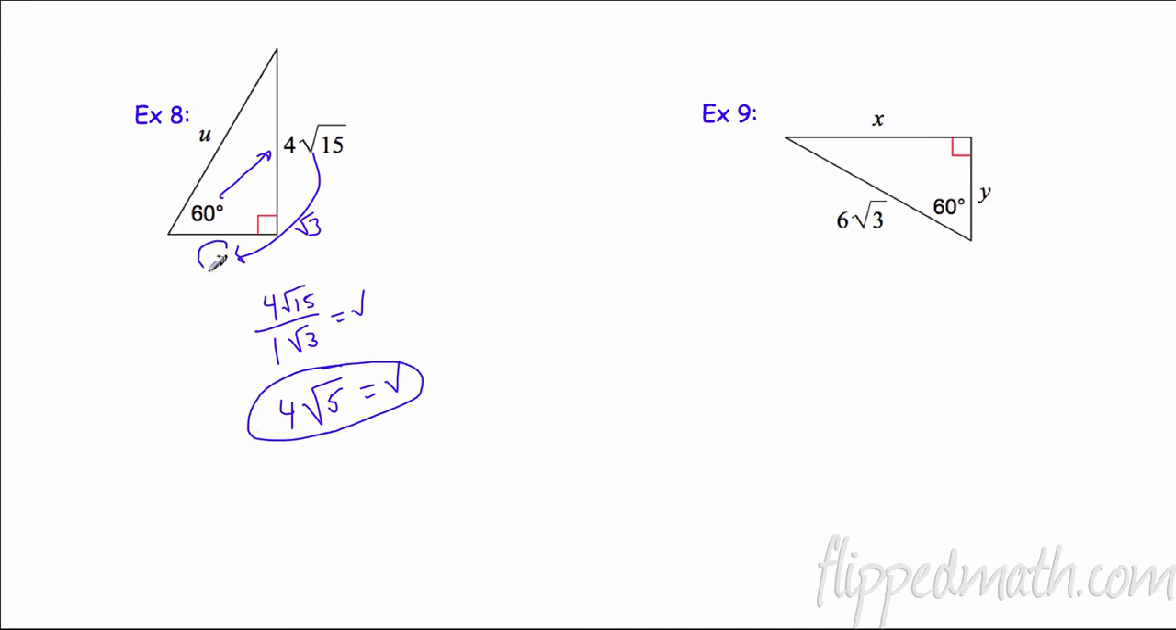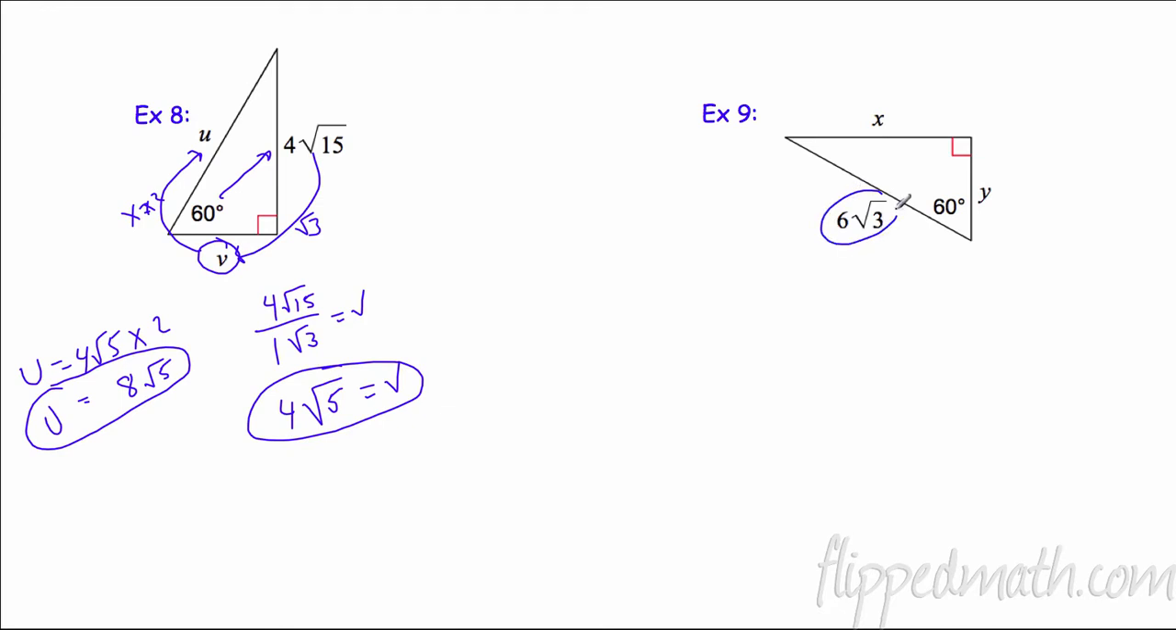To go from my short side to my big side, I have to multiply. And this is the ratio of 2. Multiply by 2. So u equals 4 radical 5 times 2. There's no radical here, so it's going to be 5. It remains unchanged, but 4 times 2, they're both outside, so that is 8. So u equals 8 radical 5. All right? Let's try this one.